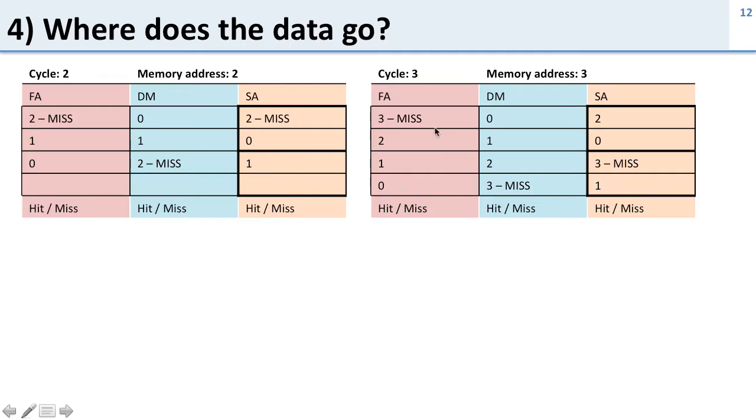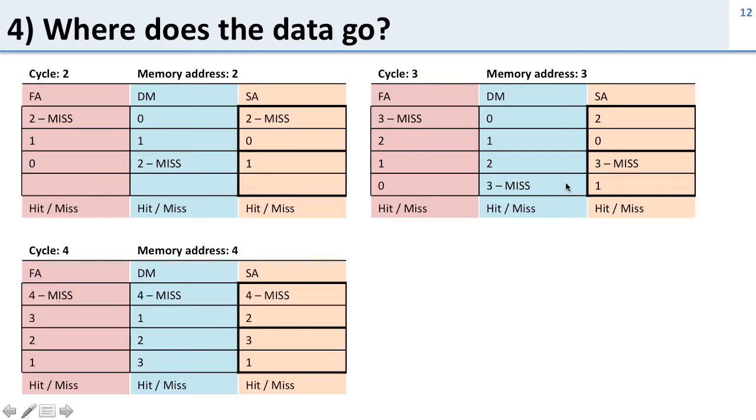For address 3, we're again going to miss. Address 3 can only go one place in the direct map cache, but it can go anywhere in the fully associative, and I've drawn it here as the most recently used. And for the set associative one, it has to go in the odd set over here, but it can go anywhere in that odd set, so I'm going to draw it at the top. Now our cache is full, now things get interesting.